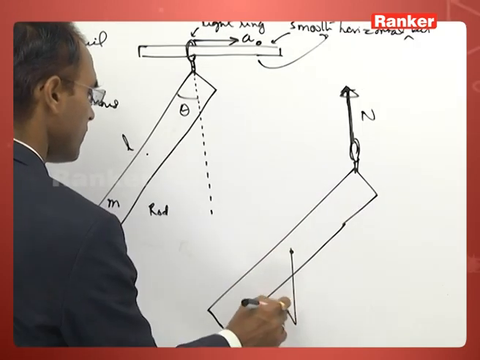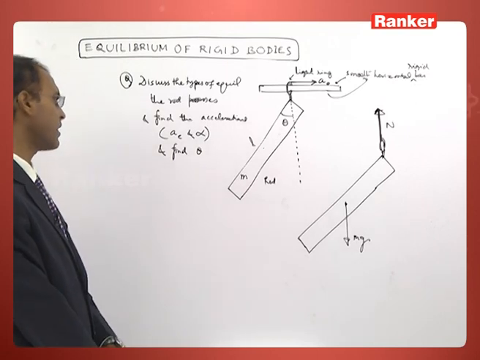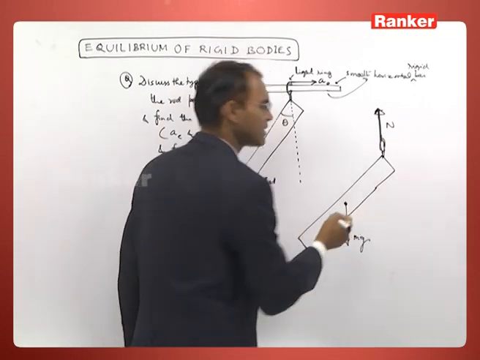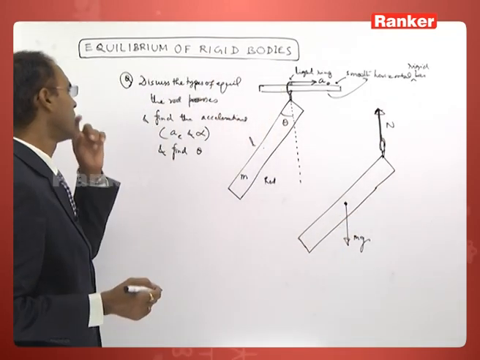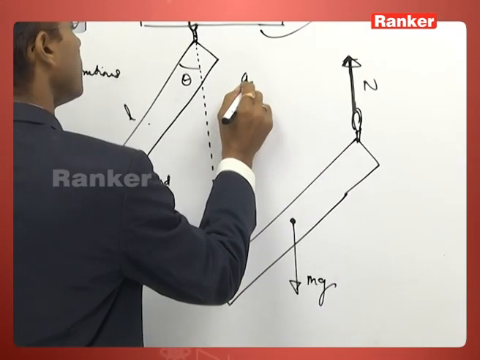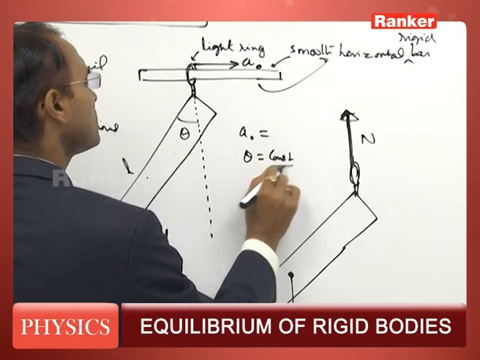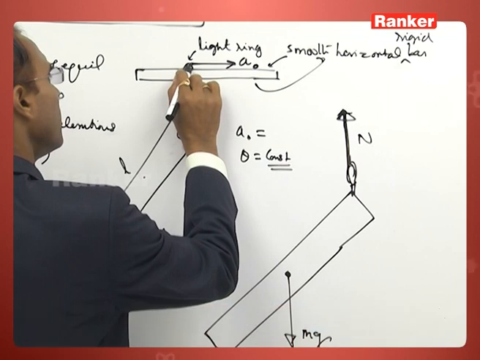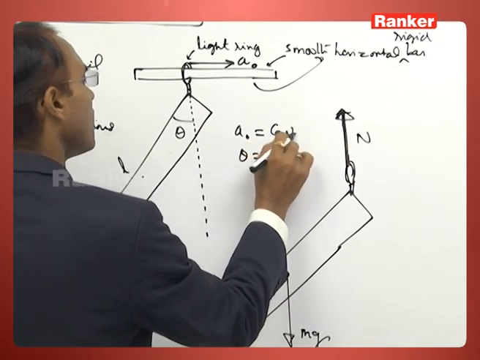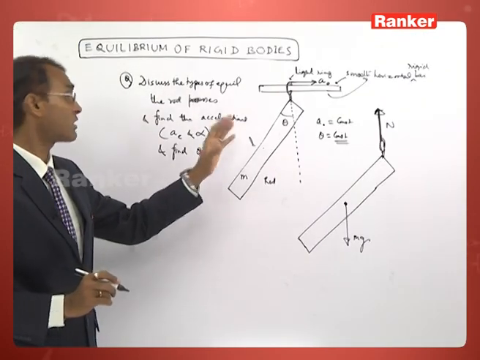Gravity is there, acting at the center of mass of the rod. Under the action of these two forces, the rod is moving. Condition is that the rod makes a constant angle theta when this point or this ring moves with a constant acceleration. We have to calculate all these things, and we have to discuss the nature of equilibrium the rod is possessing.